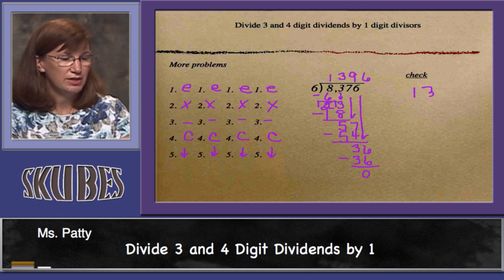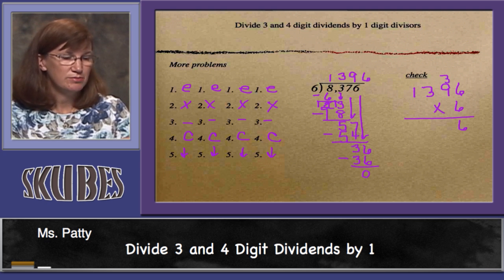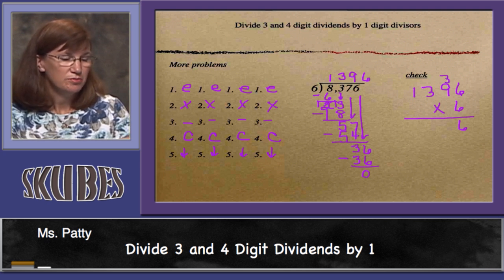Our quotient is 1,396. Our divisor is 6. We're going to multiply. 6 times 6 is 36. Carry your 3. 6 times 9 is 54. Plus 3 is 57.